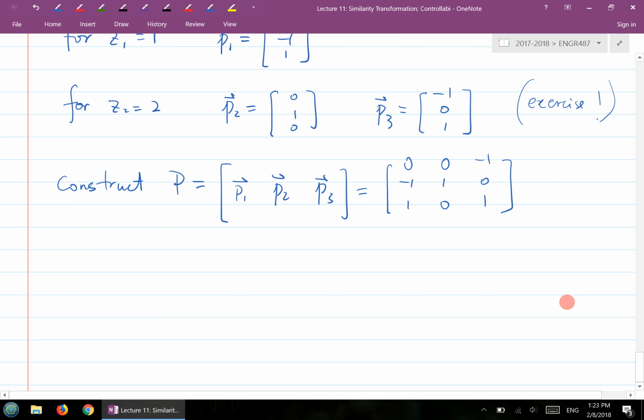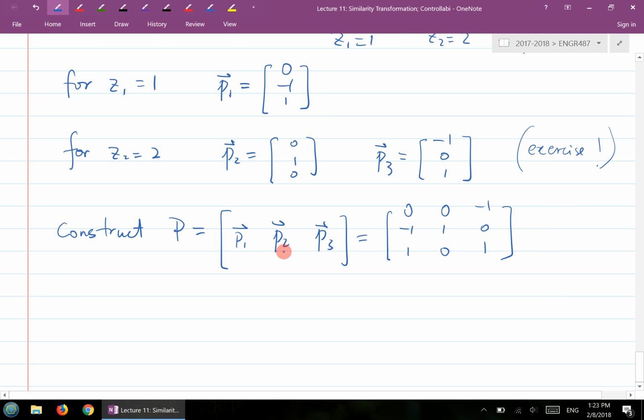Good. So yes, those columns, once you find the eigenvectors, can you put those in any order? Yes, you can. But if I put it in this order here and then do P inverse AP, guess what we have? We get 1, 2, 2 here.